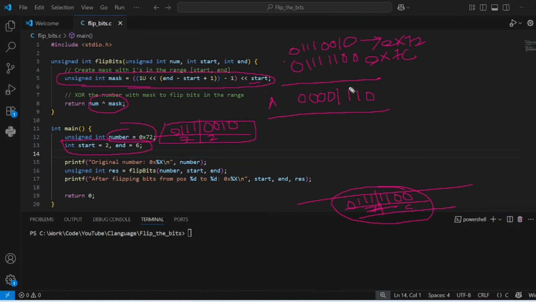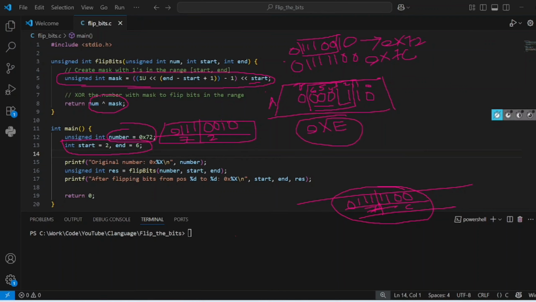Here, what are the bits that need to be flipped from 2 to 6? This is the 0th bit, first bit, second bit, third bit, fourth bit, fifth bit, sixth bit, and this is the seventh bit. These are the bits we have to flip. In the given input, we can see these bits got flipped. The first three bits are 1 and the next two became 0, and the next two became 1. This is how we flip it. So the value here is 0xe, which is the output.